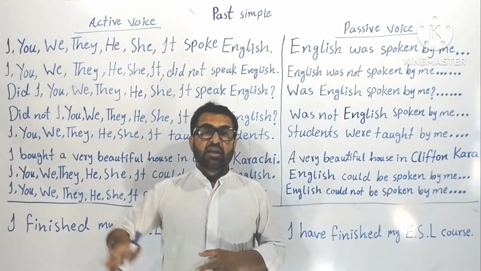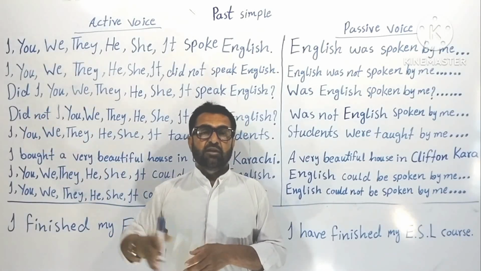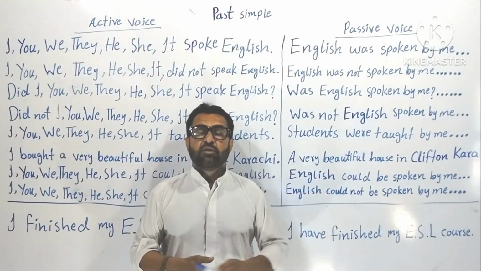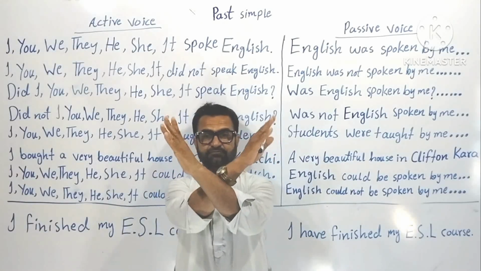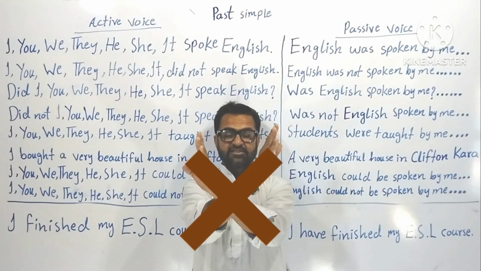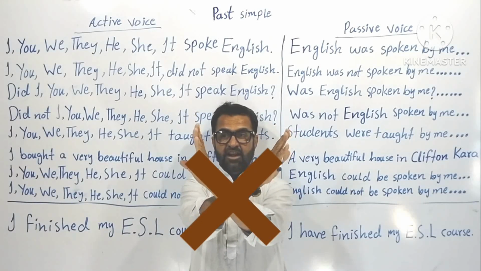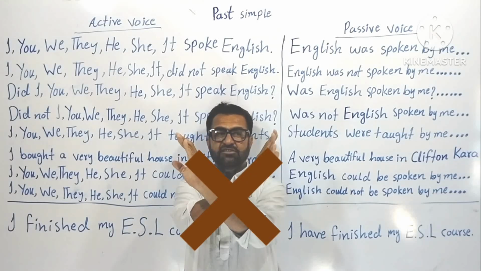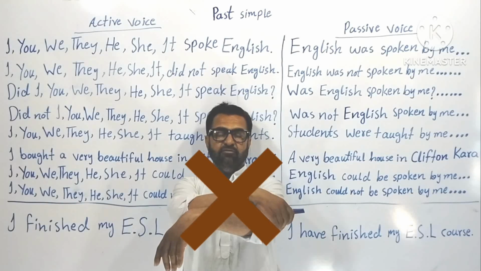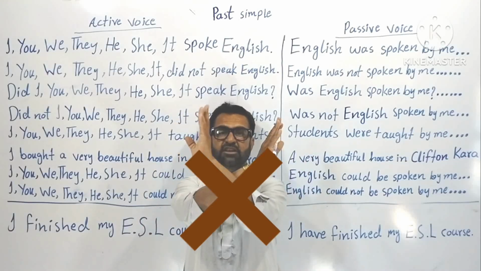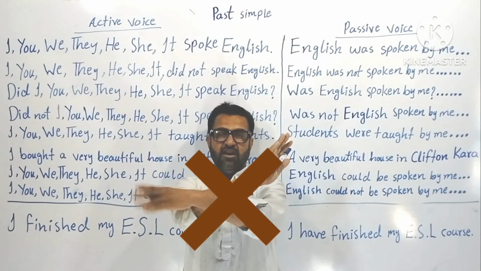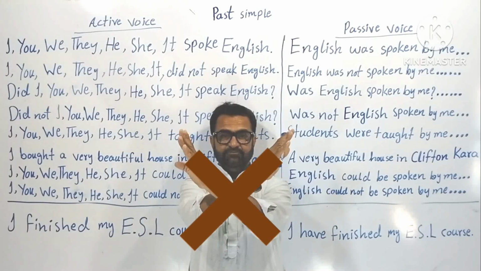As I said before, the subject of the active voice becomes the object of passive voice, and the object of active voice becomes the subject of passive voice, like this. You see this X, this X. Now you see, this is the subject of active voice, this is the object of active voice. This is the subject of passive voice, this is the object of passive voice. You see, now this thing can come here, this thing can go there. Understood? This sign of X.